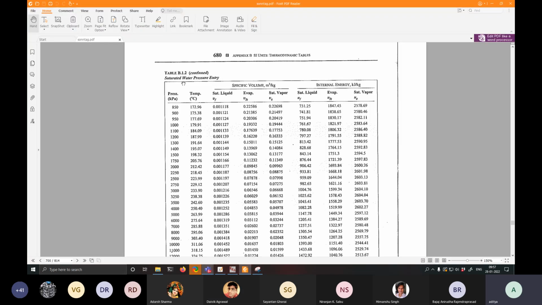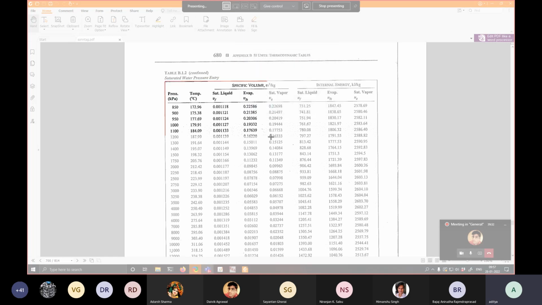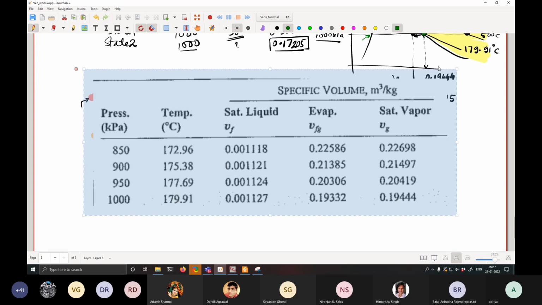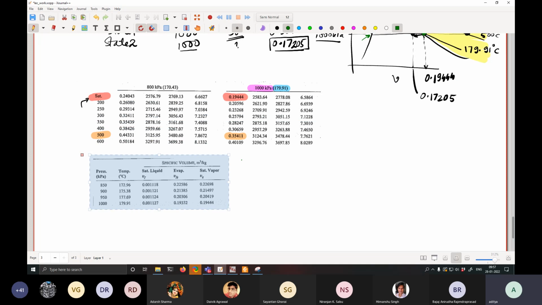So now we are in the saturated water pressure entry. This is the dome data. So in the dome data, we look for 1000 kilopascal. So it's over here. So let me take a screenshot. Okay, so now we have the data set in front of us, and 1000, this is the data under question.